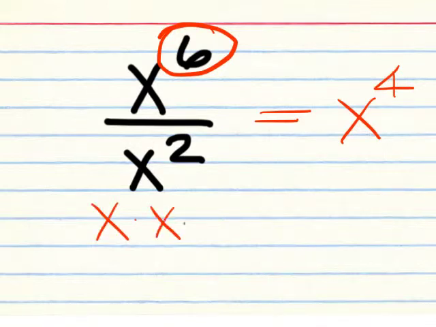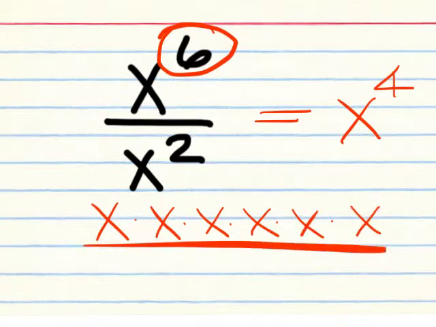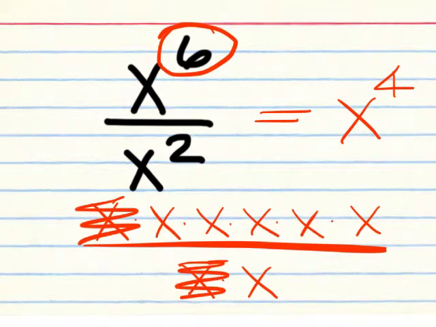You could also do it like this. x to the sixth is the same as 6 x's multiplied together, and x squared is the same as 2 x's multiplied together. Cancel top to bottom wherever you can, and what you're left with is 4 x's on the top, so it's x to the fourth by itself.